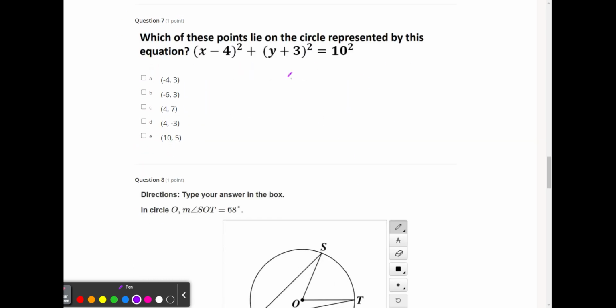Which of these points lie on the circle represented by this equation? So we're going to put that into Desmos and then just put our points in and see which ones match. So again, let's just look at this real fast and see if that makes sense to us. If I type in my equation, x minus 4 squared plus y plus 3 squared equals 10 squared, then I'm looking for points on the edge of that circle. So I already have negative 4, 3. Negative 4, 3 is right here. Is that on the edge of the circle? So I need to check it. Then what if I put in negative 6, 3?